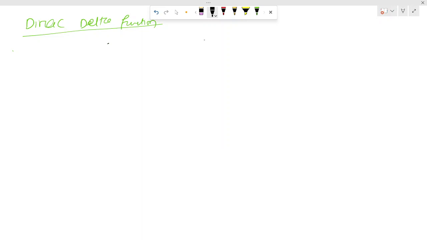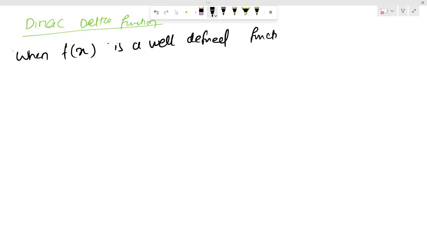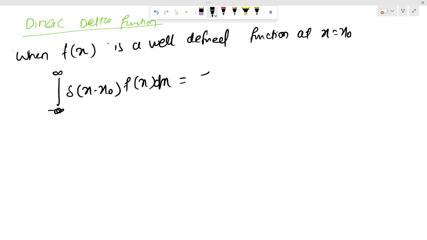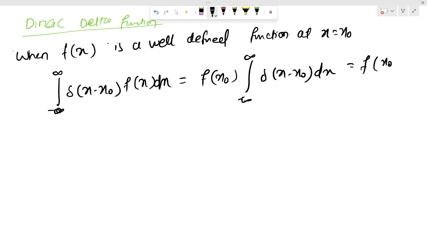So when f of x is a well-defined function at x equal to x naught, at that point we can define the integral from minus infinity to infinity of delta x minus x naught into f of x dx, which is equal to f of x naught. It will be equal to f of x naught.